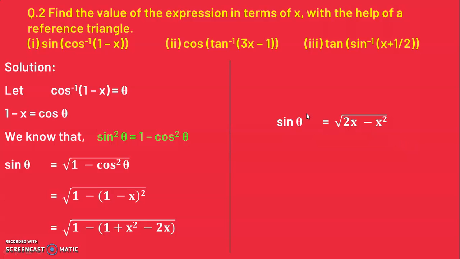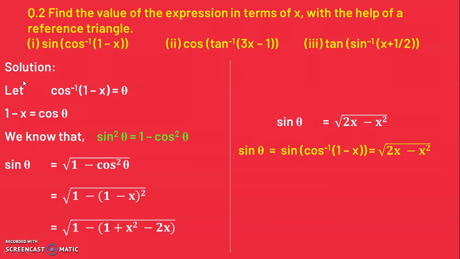Now what is theta? That is cos inverse of 1 minus x. So we have found sine theta, which is sine of cos inverse of 1 minus x, equal to the square root of 2x minus x square. So that's all about this subdivision.